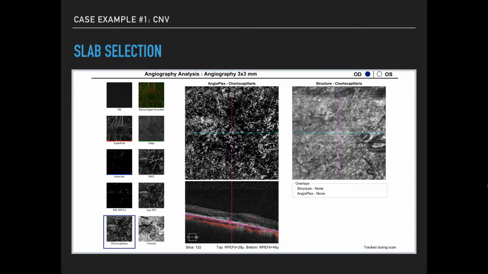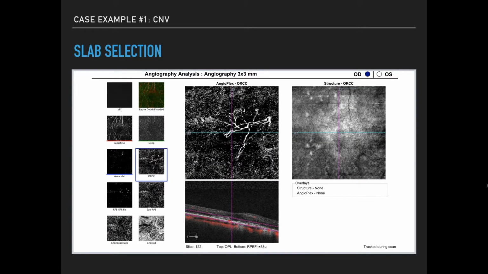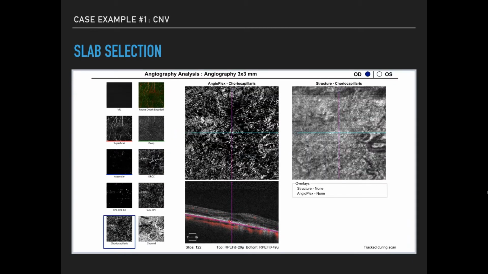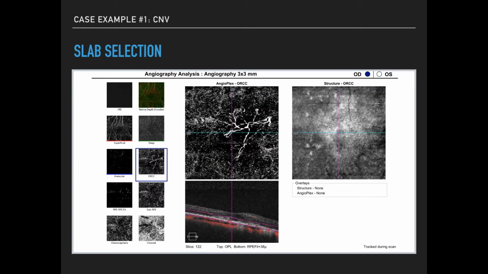Let me show you that again. Here is the outer retina to choriocapillaris slab. The CNV lesion is clearly visible. Here is the choriocapillaris slab. And just as a side comment, even if you looked at any of the other slabs, you would still not see the CNV network. So it really does matter what slab you choose, and slab presets are quite helpful. You can also manually adjust any slab for added flexibility in your image analysis.